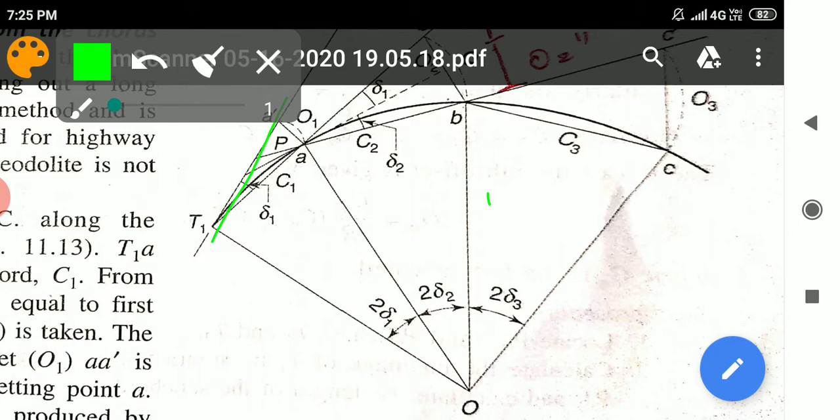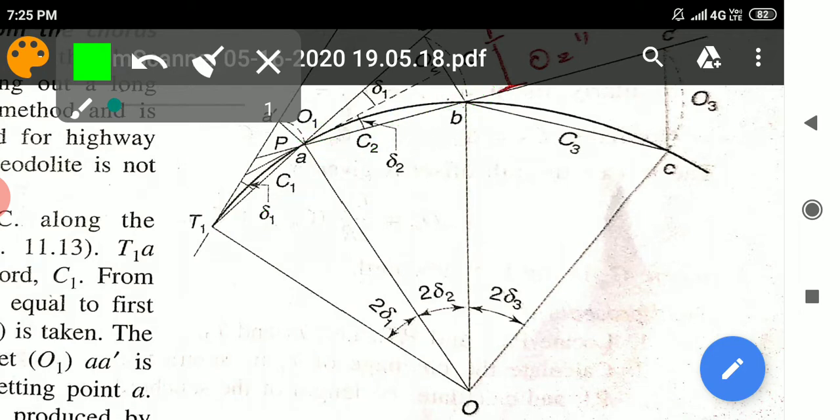The perpendicular offset O1, A dash A, is set out, thereby getting a point A. T1A is joined and produced by a distance C2. This C2 is produced using T1A, and that is nothing but the full chord length.